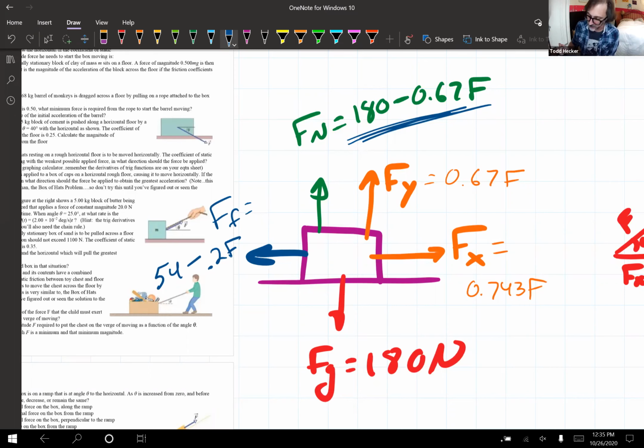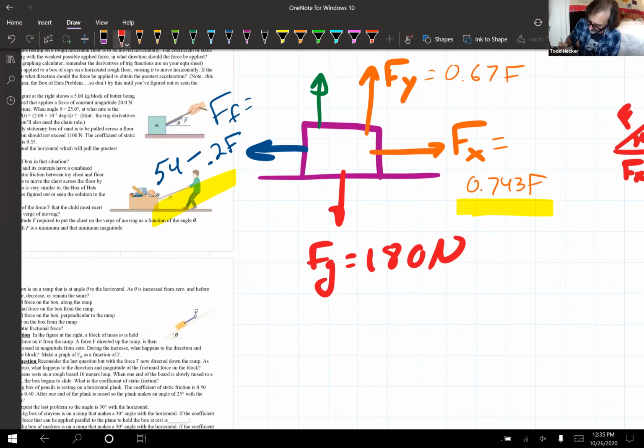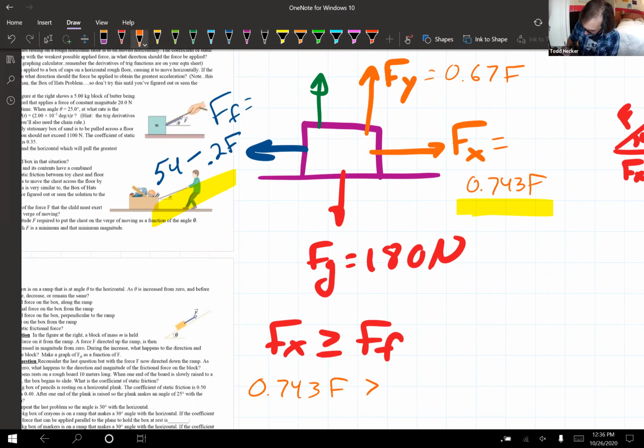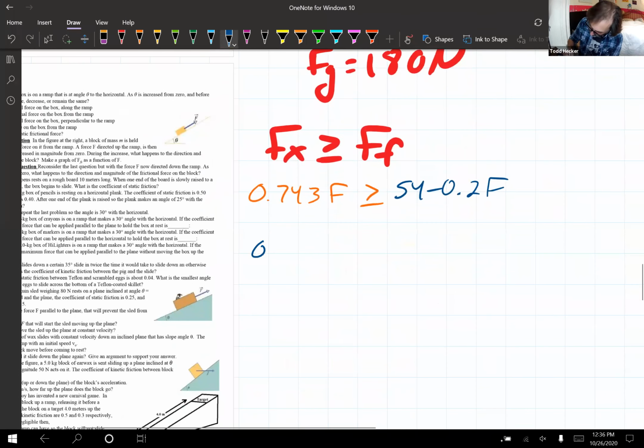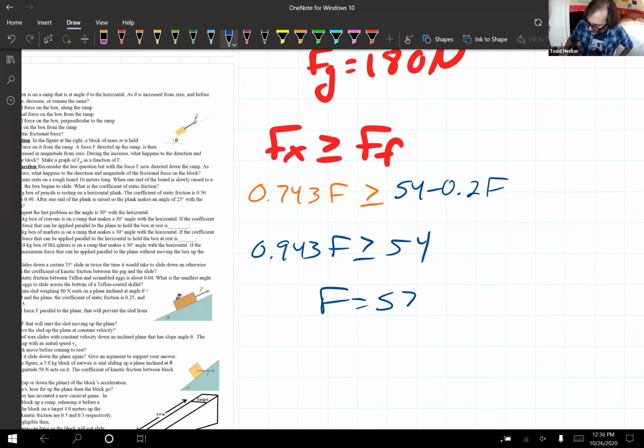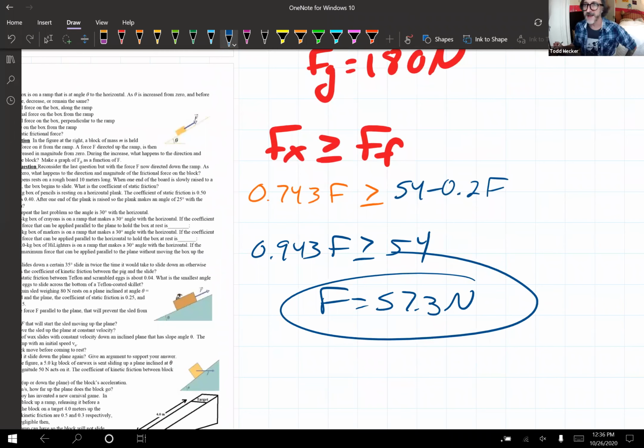Okay. Now, in order for it to move, this guy needs to be bigger than this guy, right? So we need Fx to be bigger than or equal to Ff. So 0.743 F is bigger than or equal to 54 minus 0.2 F. So add 0.2 F, you get 0.943 F is bigger than or equal to 54, and then solve. And your force turns out to be about 57.3 newtons. Okay. So that is part A.